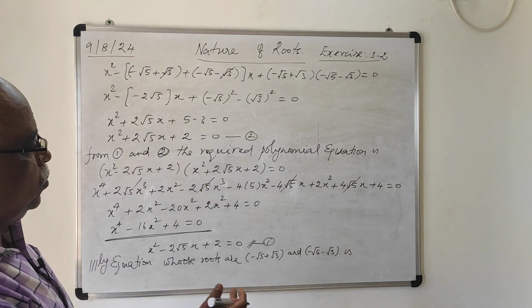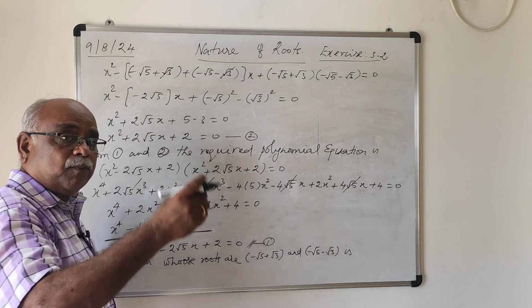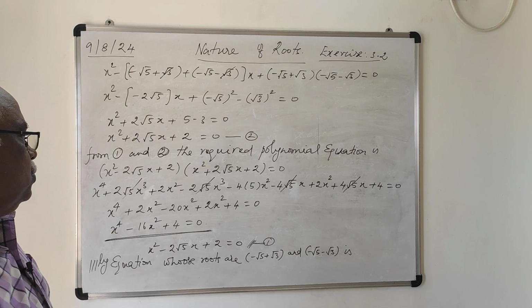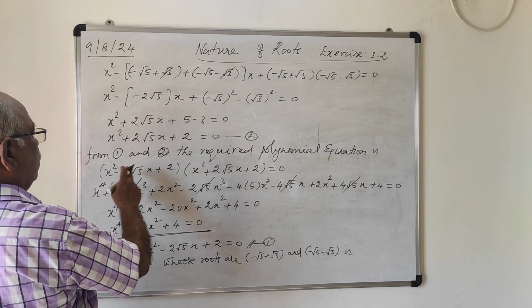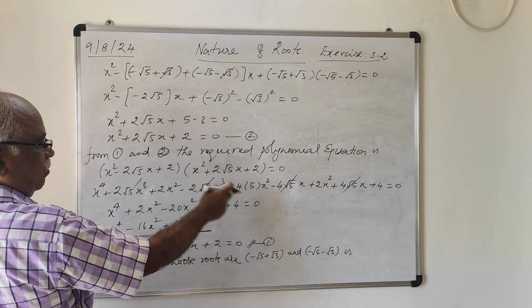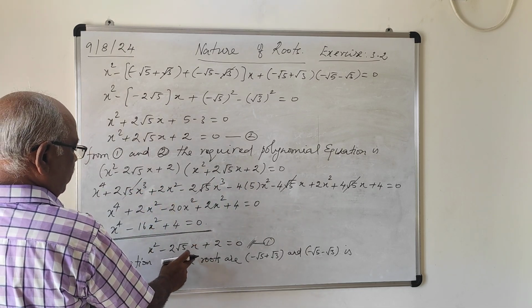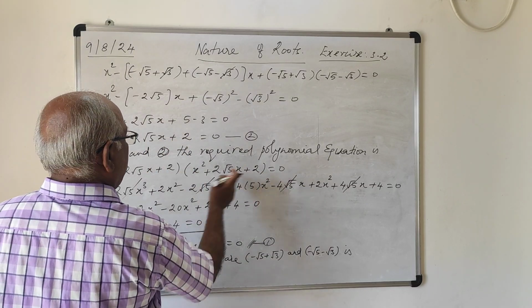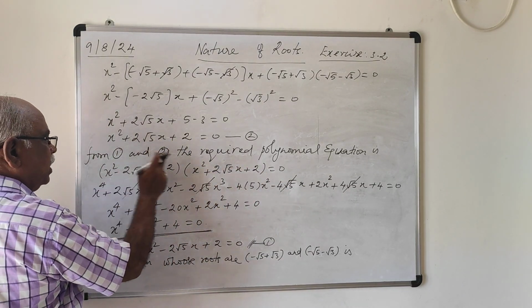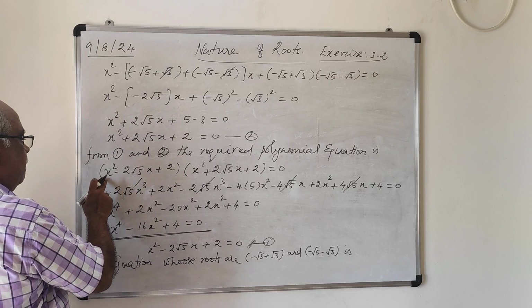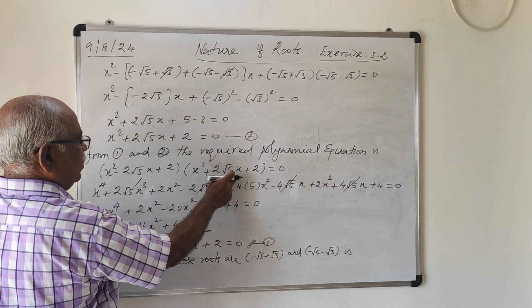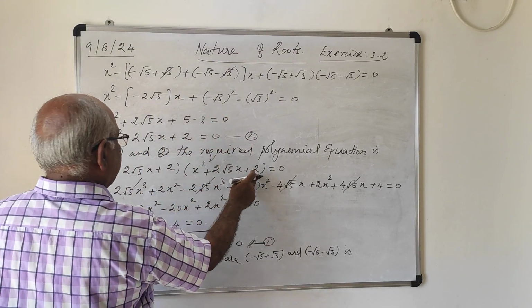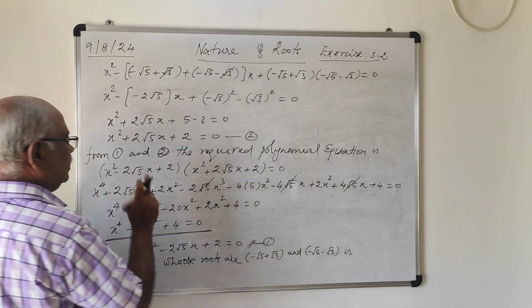So combining these two equations 1 and 2 gives you the required polynomial equation consisting of all the four irrational roots. Therefore, the required polynomial equation is the product of 1 and 2: x square minus 2 root 5x plus 2 into x square plus 2 root 5x plus 2 equal to 0. Multiplying each and every term, x square into x square is x power 4, plus x square into 2 root 5x is 2 root 5x cube, plus 2 into x square is 2x square.